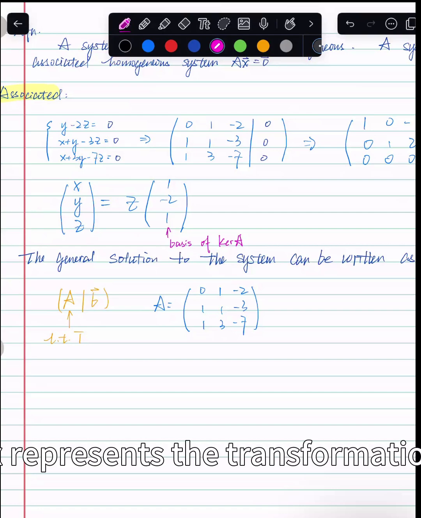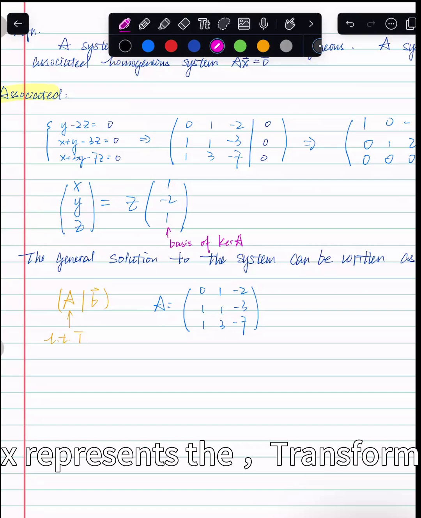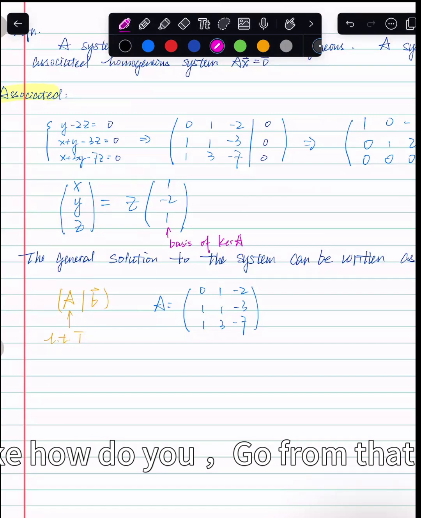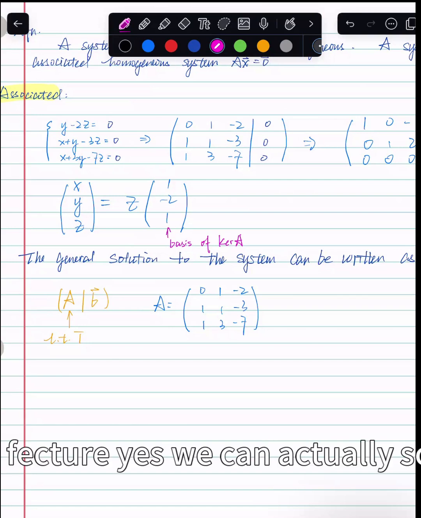But if the matrix represents the transformation, then the kernel, because if the matrix represents the transformation itself, then how do you go from that to getting the kernel, given the transformation? Do you have to actually multiply the matrix by a vector?